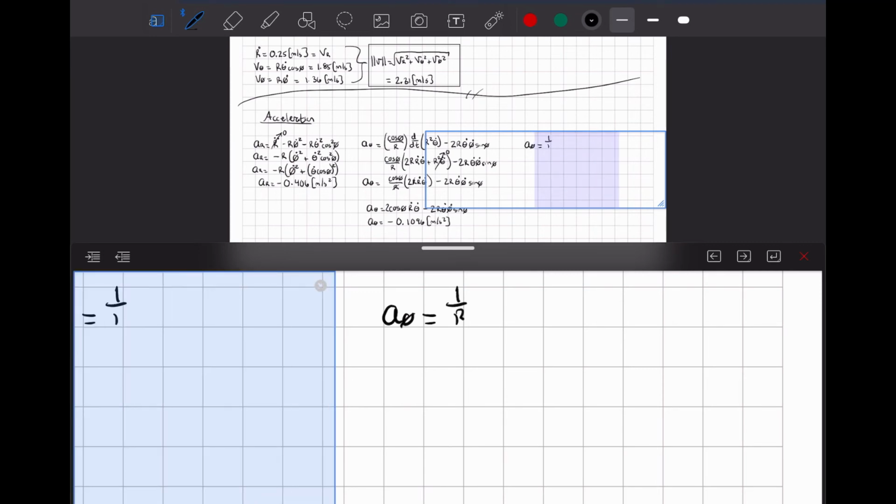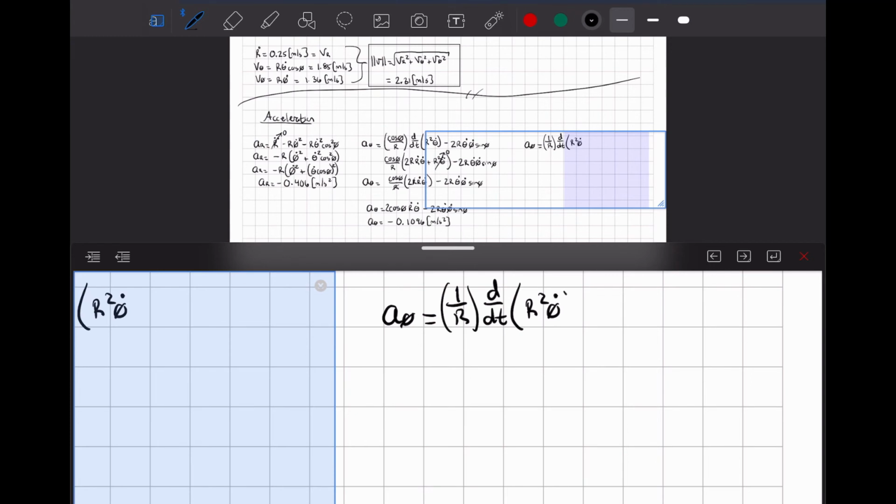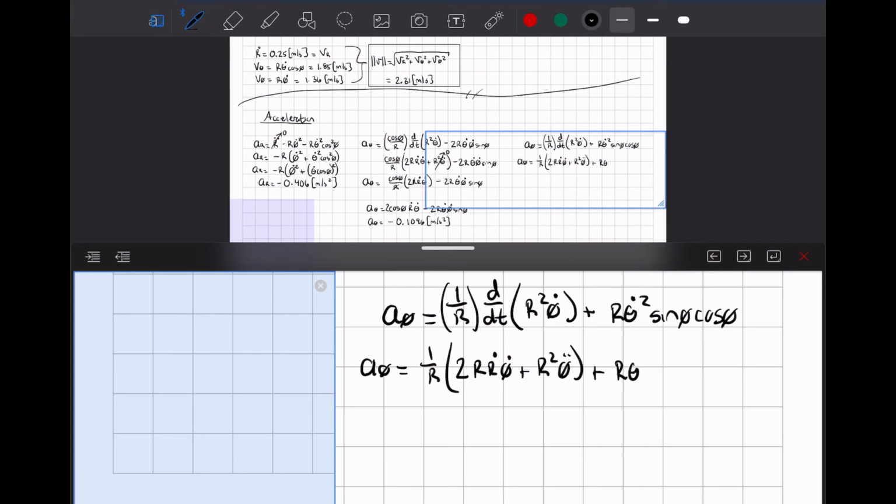All right, copying down our equation from above, we have 1 over r times d over dt of r squared phi dot plus r theta dot squared sine phi cosine phi. Okay, doing our product rule again, we'll see that this is going to be 2r r dot phi dot plus r squared phi double dot, plus r theta dot squared, and so on.